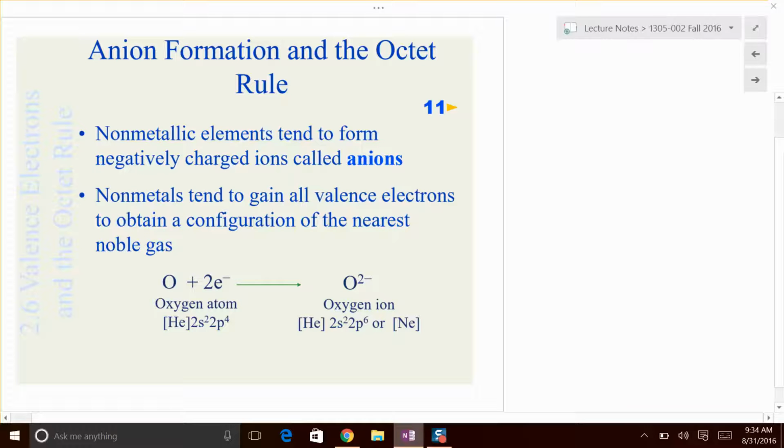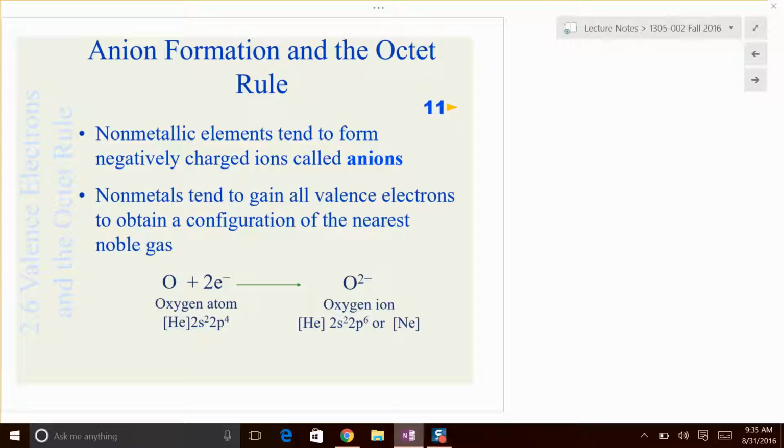So here we see that happening with oxygen. How many valence electrons does oxygen have? 6. It wants 2 more to have 8. It wants 8. So it's going to gain 2 more electrons. So oxygen will gain those two electrons. It will become O2 minus.